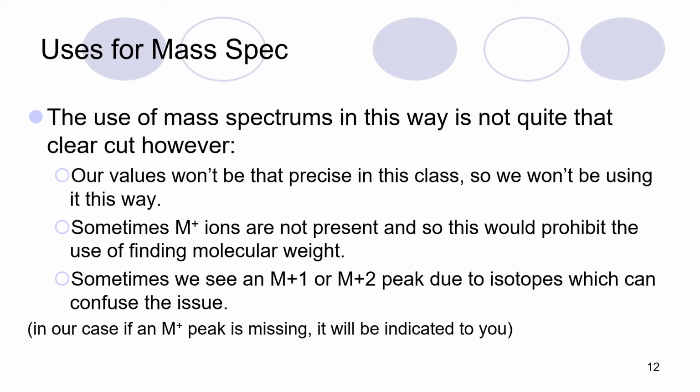And so the other way to use a mass spectrum is not quite as clear cut. Like I said, the values won't be that precise. We'll just really be looking at whole number masses. And then sometimes the M plus ion is not present, and so this would really prohibit using molecular weight to find an unknown. And then, like I hinted at, sometimes we see a peak that's 1 or 2 above the mass ion, and that's due to isotopes. So again, I'll talk a little bit more about that in a second. So that can confuse the issue. You have to really know what your mass peak is.